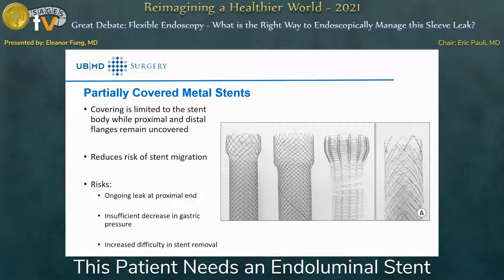These are just examples of partially covered stents. As you can see here, they're a little bit different in the sense that the proximal and distal flanges are uncovered. This helps reduce the risk of stent migration by allowing the tissue to grow into the stent. However, that makes it a little bit more difficult to remove at times. The other risk is that because the proximal end is uncovered, you can have an ongoing leak at the proximal end. So this is one of the risks of using partially covered stents.